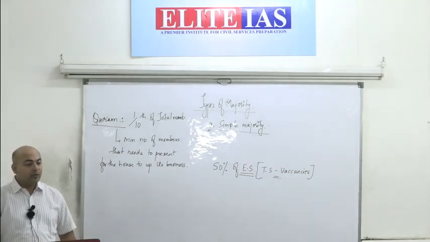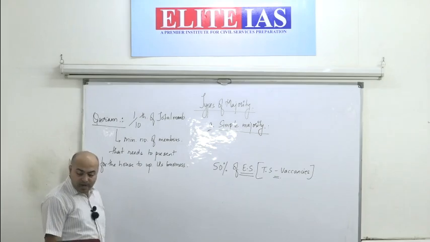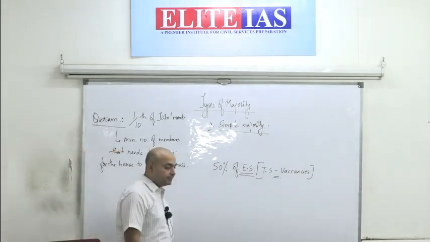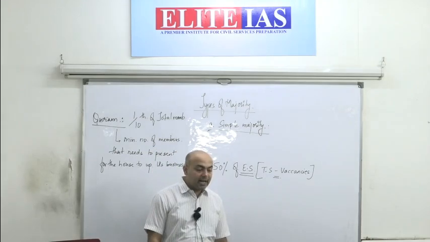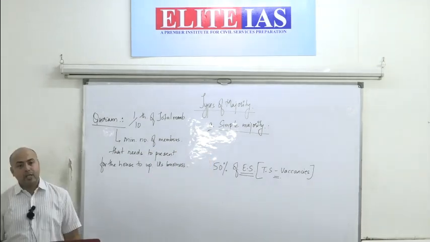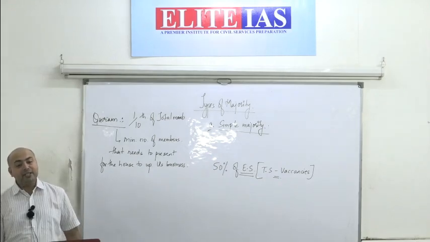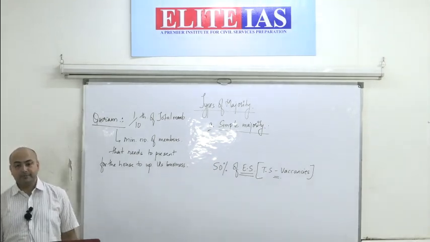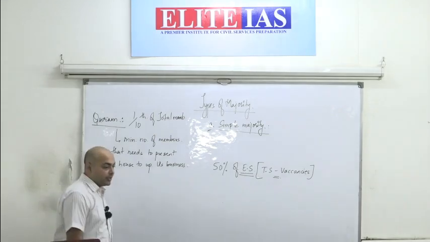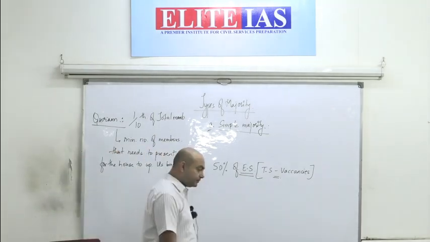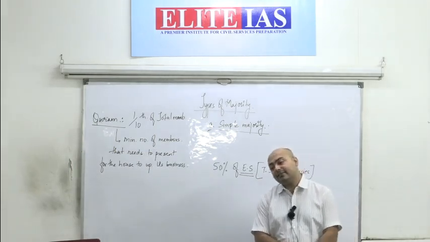Removal of the vice president. The resolution passed in the Rajya Sabha shall be passed by an effective majority. In brackets, write Article 67 Clause B.